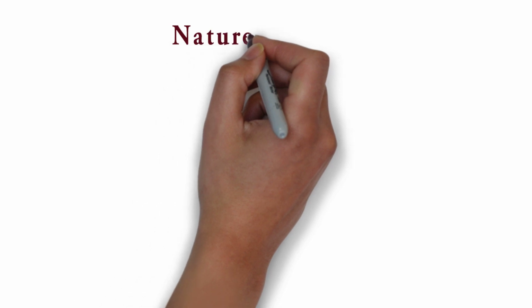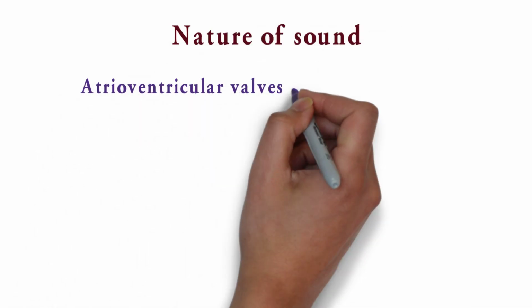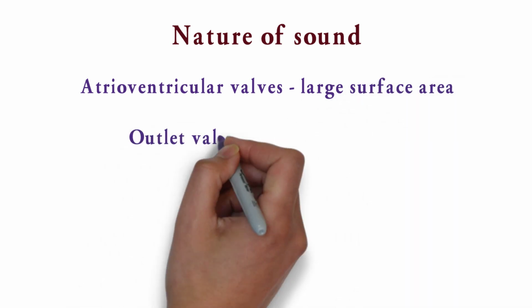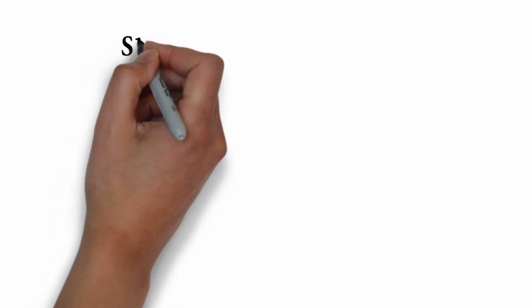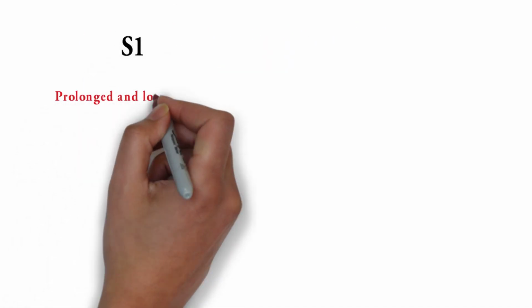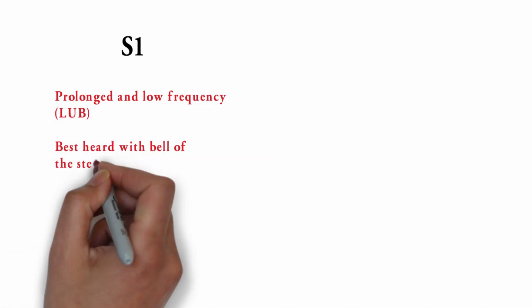One more concept I would like to tell you about is the nature of S1 and S2. Atrioventricular valves have a large surface area compared to outlet valves. This is the reason for the difference in pitch and duration of the first and second heart sounds. S1 is prolonged and has low frequency, which we often call lub, and it is best heard with the bell of the stethoscope.